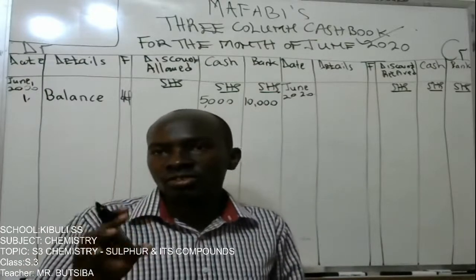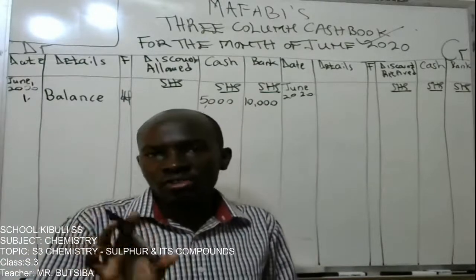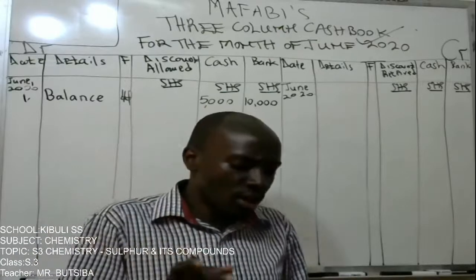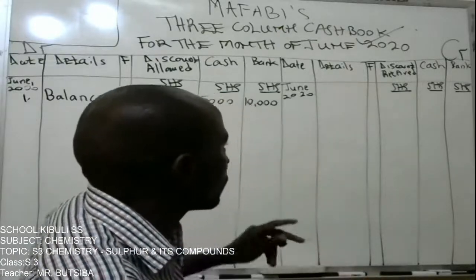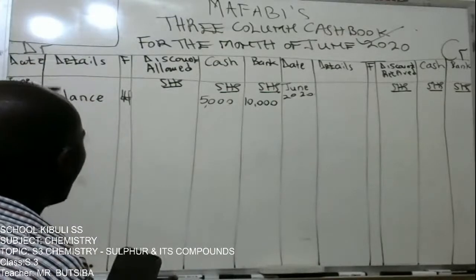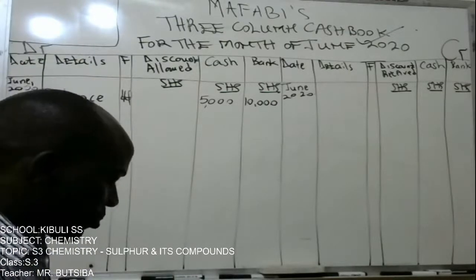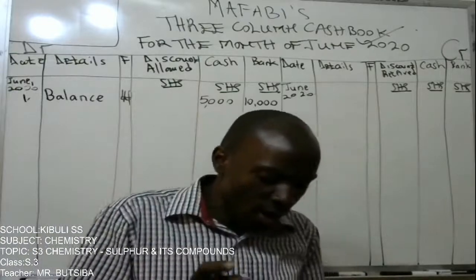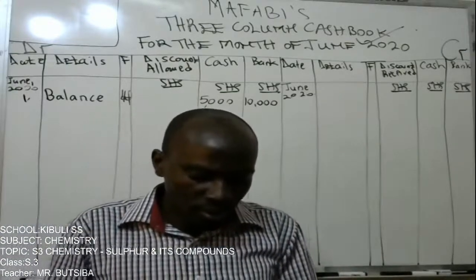June 1st, cash at hand 5,000. Cash at bank 10,000. That is a positive balance. So that's why you record it on the debit side of your 3-column cash book. Then you proceed to other transactions.